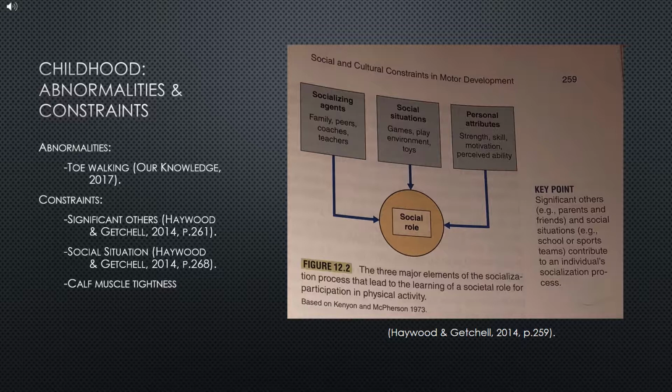And then the physical constraint would be calf muscle tightness because she is a toe walker. Her calf muscles, which are composed of both her gastrocnemius and her soleus, are going to be very tight, which is going to promote her to be in this position even more. Since they're tight, they're going to like being up on her toes since they're shorter and they're not elongating like they should be.